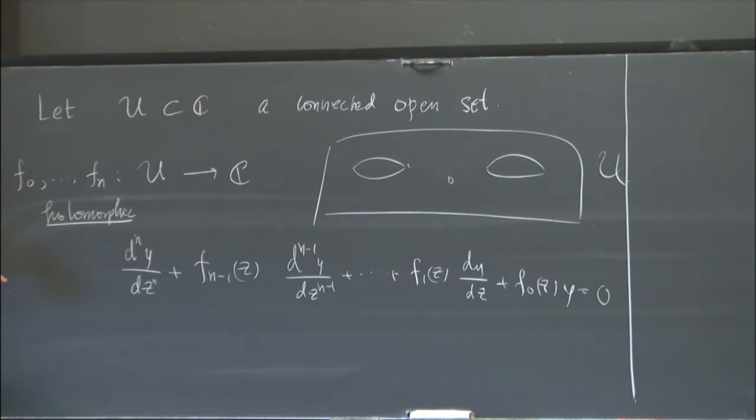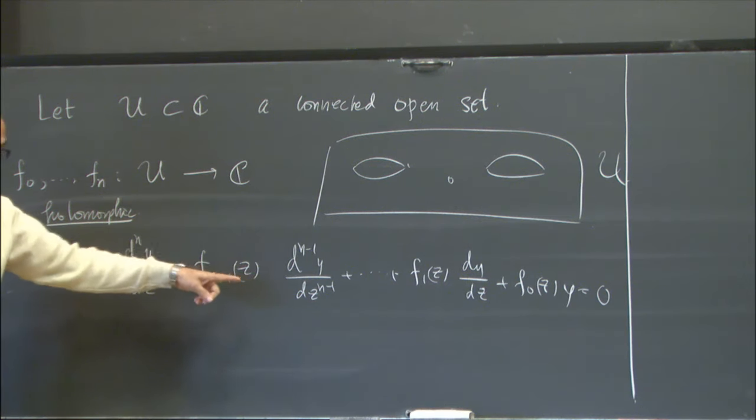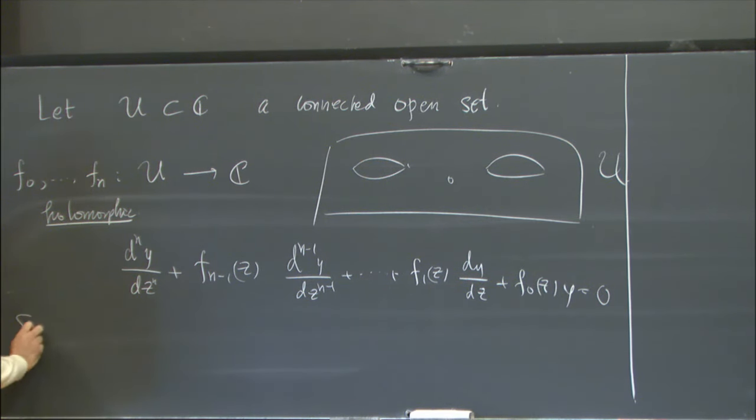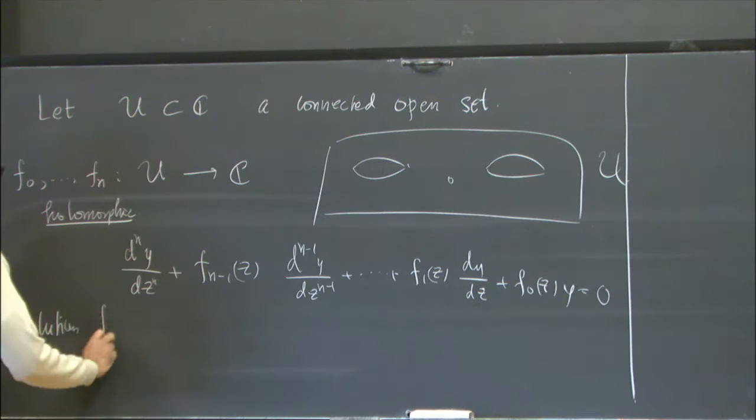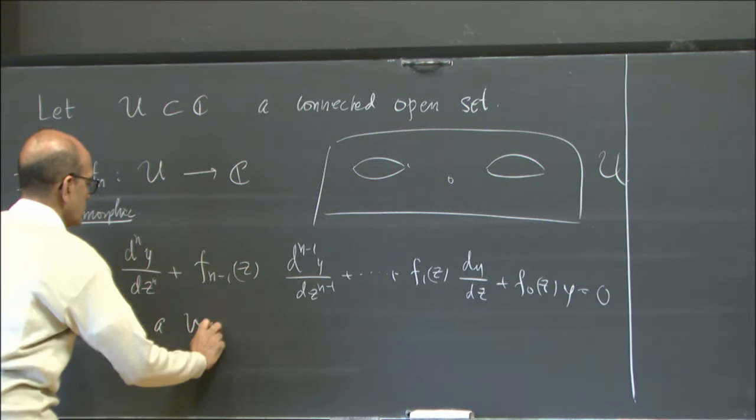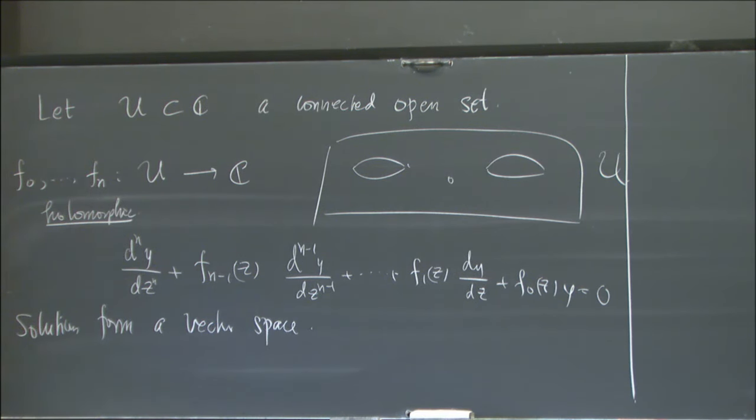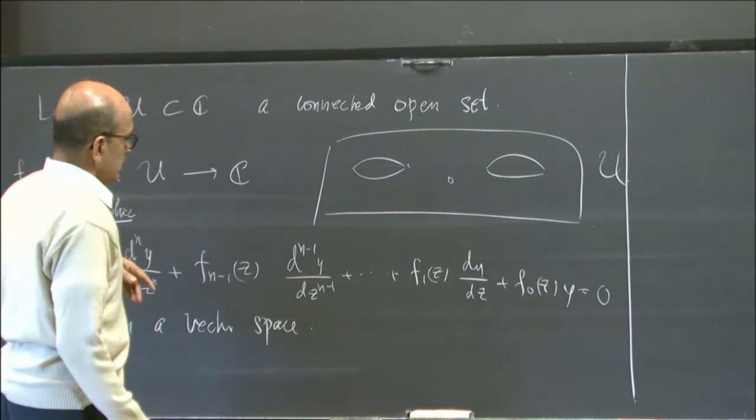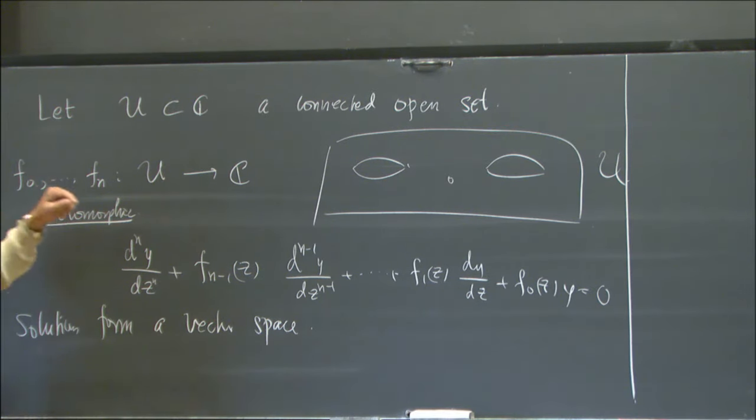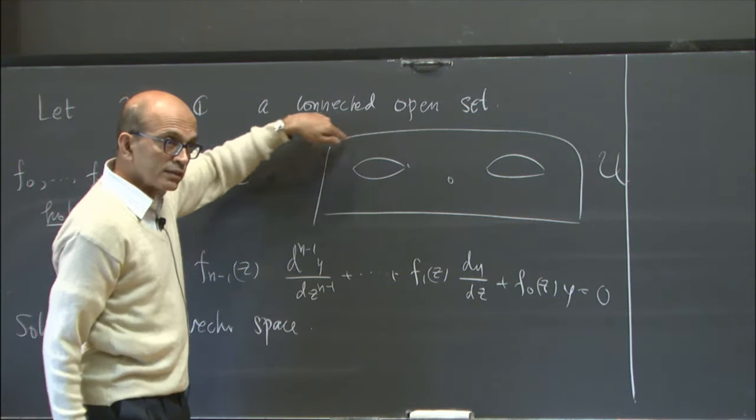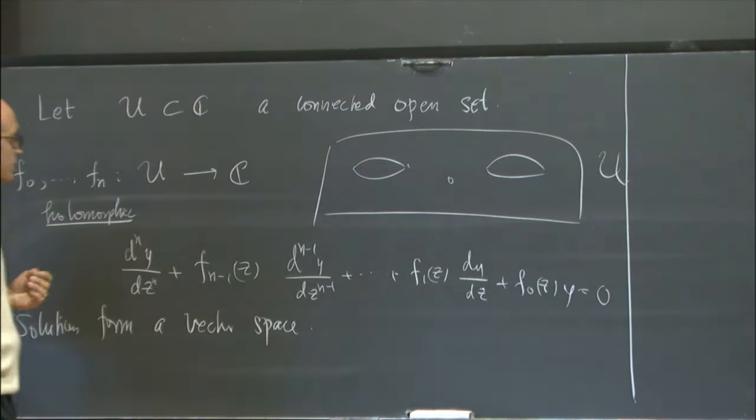So this is a linear differential equation. If y1 and y2 are solutions, their sum is a solution, and the linear combination is also a solution. So the solutions form a vector space, and we would like to understand what happens to these solutions if I move around the loop and come back. So whether I get new pairs of solutions, that's the question.